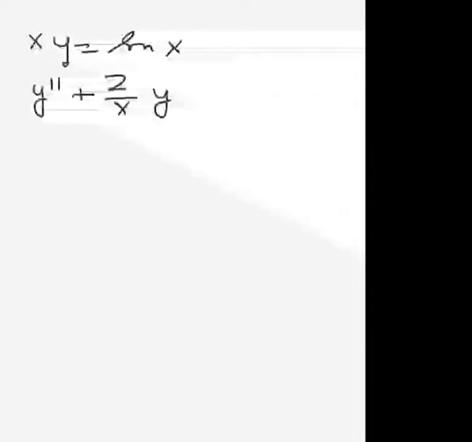Now another question I'm taking. It is xy equals sin x. This is a proving question, so we need to prove y double dash, the second derivative, plus 2 upon x y dash plus y equals 0.